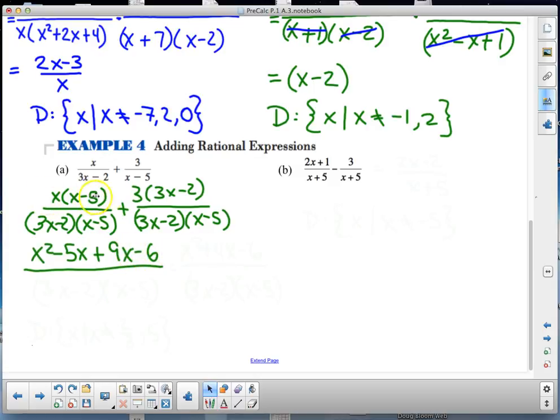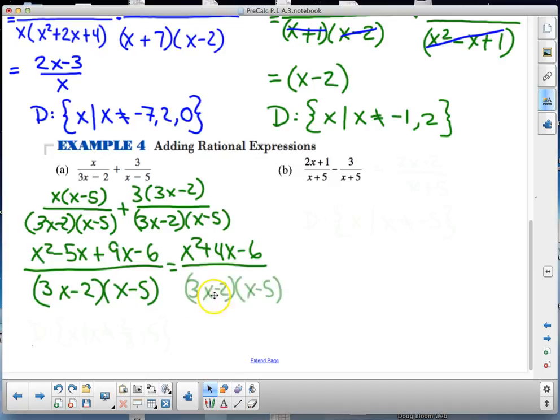I combine like terms. This is x squared minus 5x. This is 9x minus 6. Over 3x minus 2. So I've got my like terms. I got x squared plus 4x minus 6. And I've got 3x minus 2 and x minus 5.